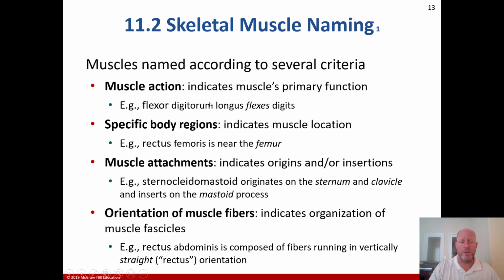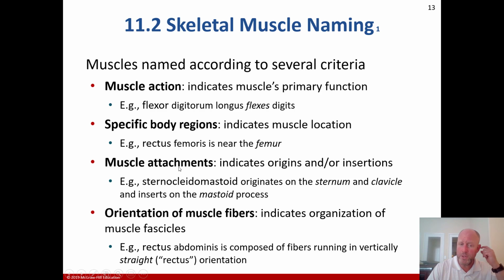We have muscle action, which indicates the muscle's primary function, like the flexor digitorum longus flexes the digits. The specific body region indicates muscle location, like the rectus femoris, near the femur. It's actually technically pulling the lower leg upward into extension relative to the femur.